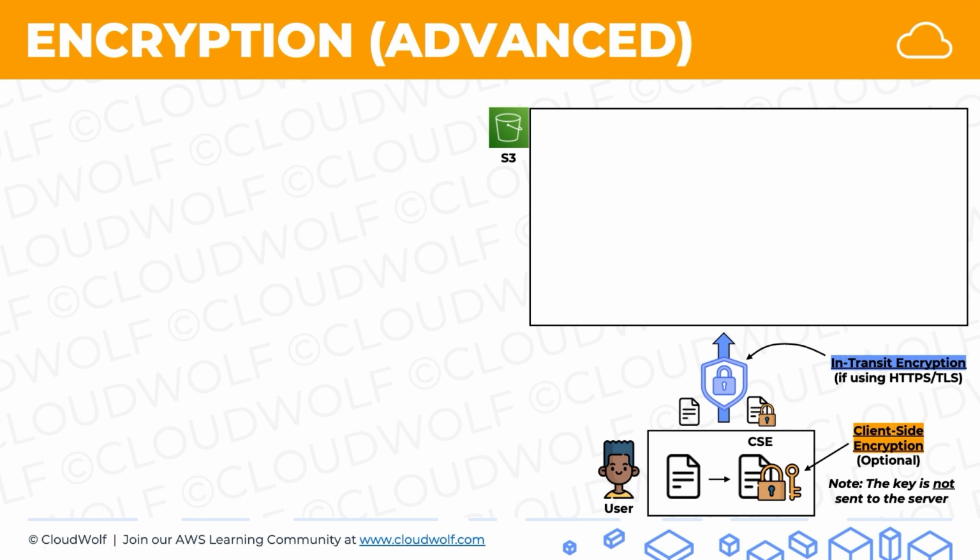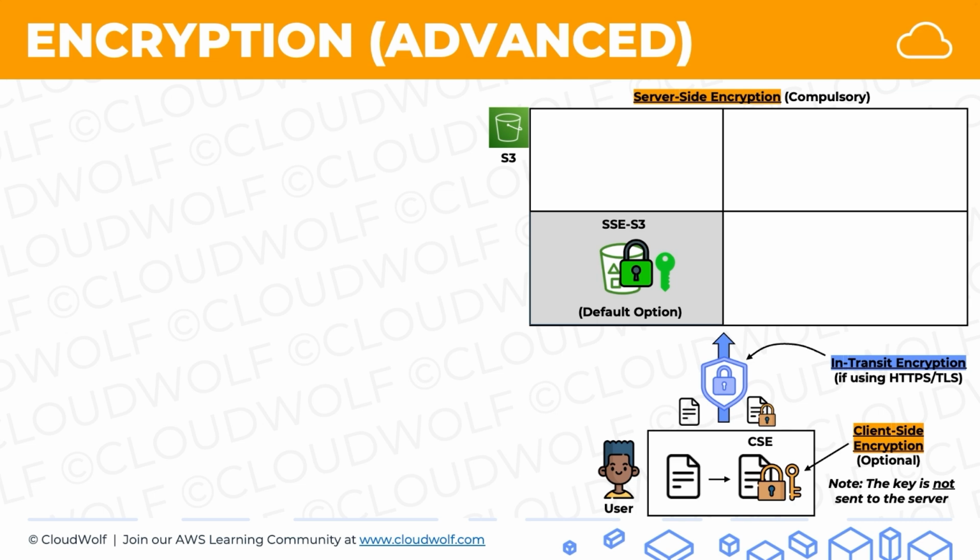Okay, so now we're talking about what happens when it gets to S3. Well, there are 4 types of server-side encryption. Whatever happens on S3 is called server-side. And this is compulsory. At least one of them will have to be enabled. And the one that's enabled by default is SSE-S3. So this is encryption using keys managed by AWS. It follows the AES 256 standard. And there's no additional cost. It's simple to use, and it'll happen by default.